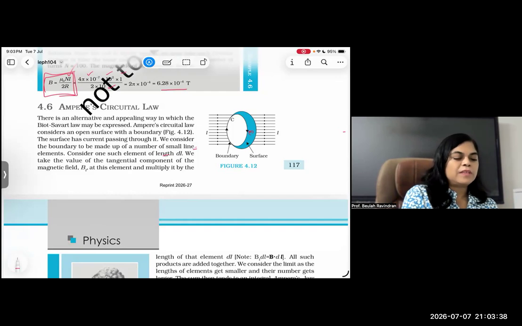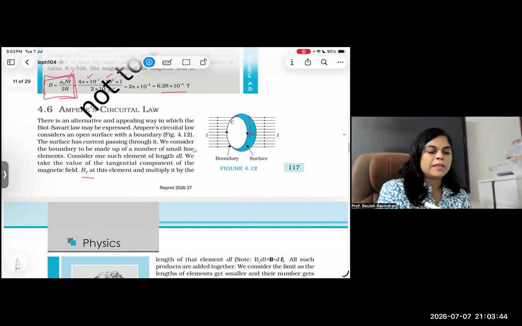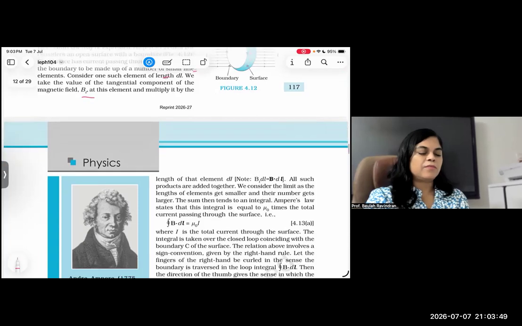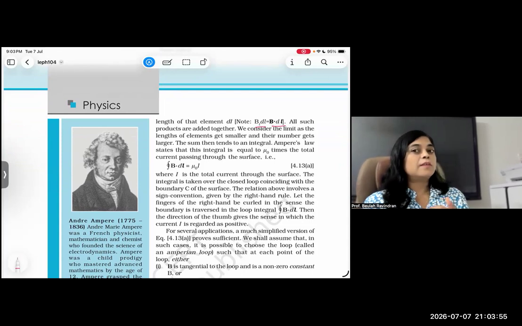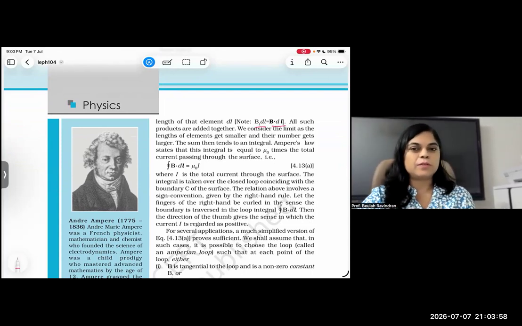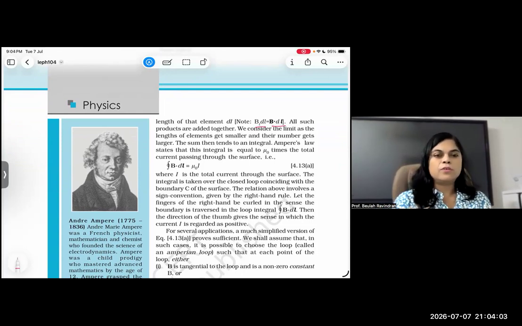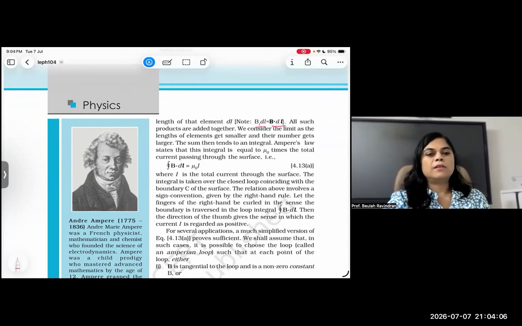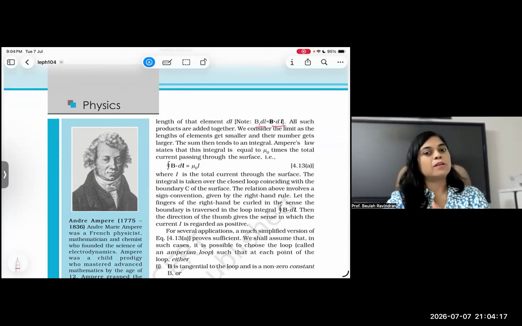Take the value of the tangential component of the magnetic field, where the magnetic field will be around, so it is like a tangential component of the element, and multiply it by the length of that element. So B tangent dot dl, like what we did for Gauss law, E dot dl. The same we are going to do here. Then all such products are added together, and here we use the line integral. So we integrate around a closed path, the line integral of a magnetic field around any closed path.